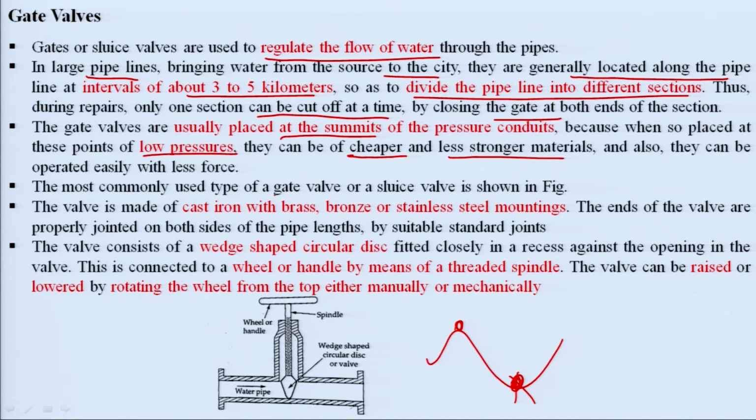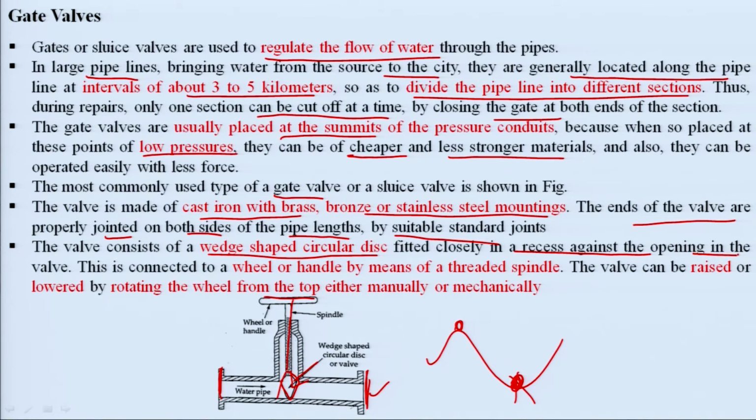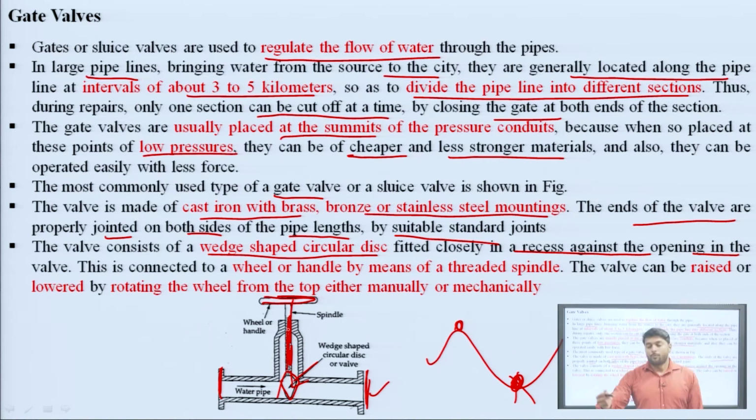The most commonly used type of gate valve is shown here. There is a spindle, this is a wedge shaped circular disc, and this is basically a wheel, and this wheel can be operated by hand or by a mechanical arrangement. This consists of cast iron with a brass, bronze or stainless steel mounting. The ends of the valve are properly jointed on both sides of the pipe length by suitable standard joints, meaning this and this should be properly joined to the pipe. The valve consists of a wedge shaped circular disc, which can be clearly seen from this figure, fitted closely in the recess against the opening in the valve, and this is connected to a wheel or handle, which can be rotated by means of thread provided on this rod. During opening the valve moves upward, and during closing the valve moves downward.